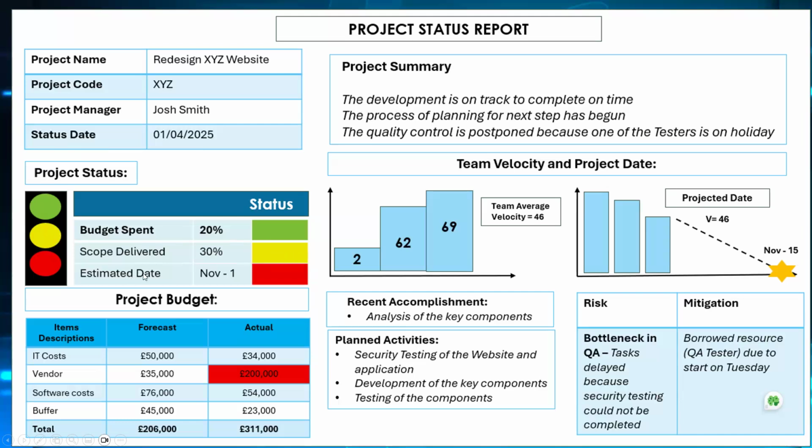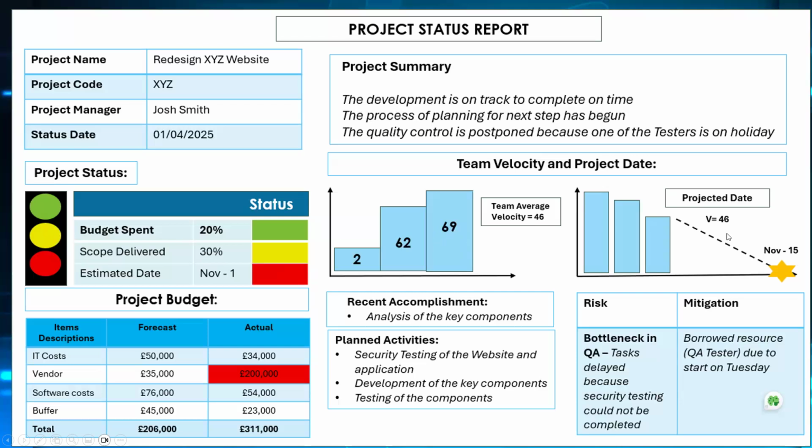And then the estimated date is supposed to be November 1. It won't be delivered on November 1 because you can see the scope that has been delivered is low, and that is why that is red. Red is like risk, is a big risk. What are we going to do to manage that?